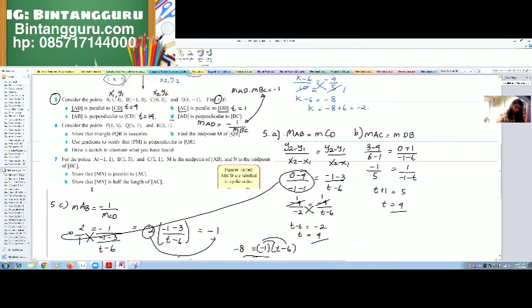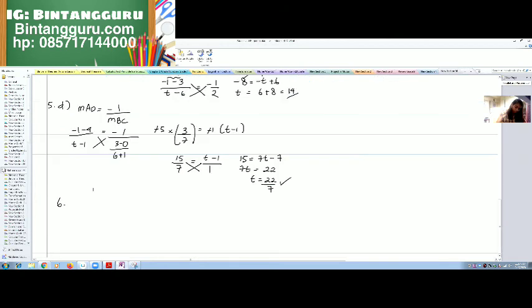Now number 6. Consider the points P, Q, R. Show that the triangle PQR is isosceles. Okay, so let's say we have a triangle. This is P, this is Q, this is R. Isosceles means we have two equal sides. So we should find one equal side, either mPQ or mQR.